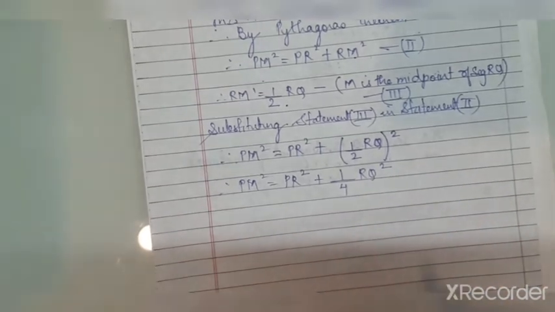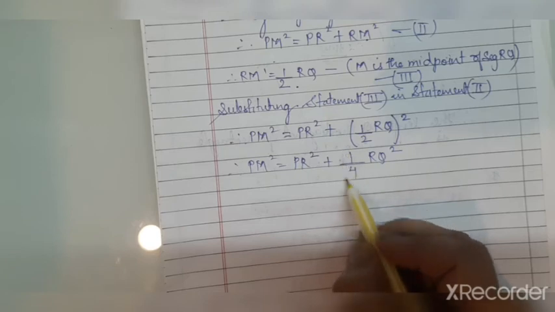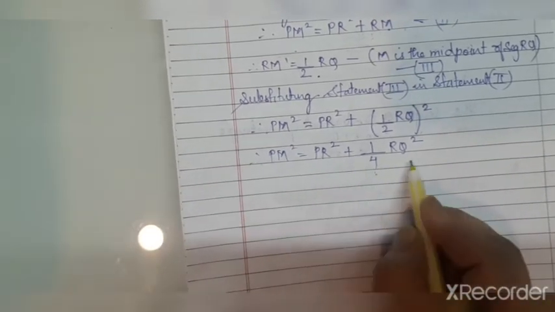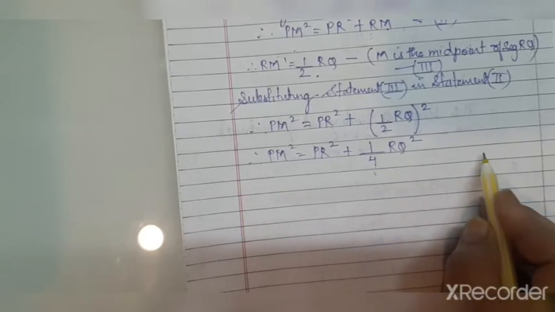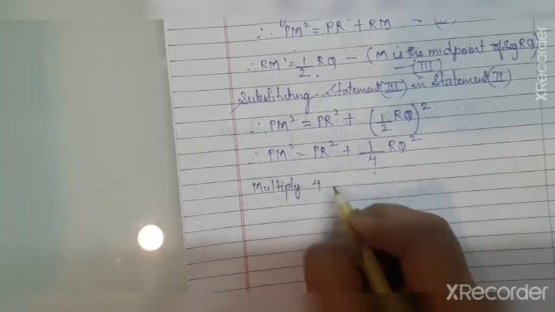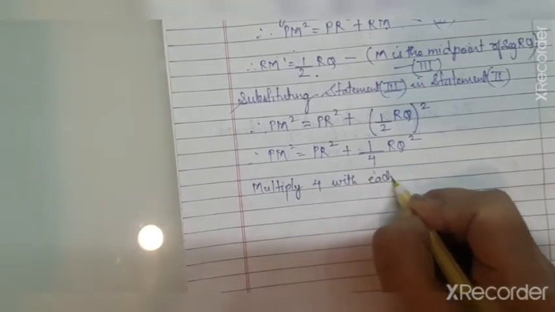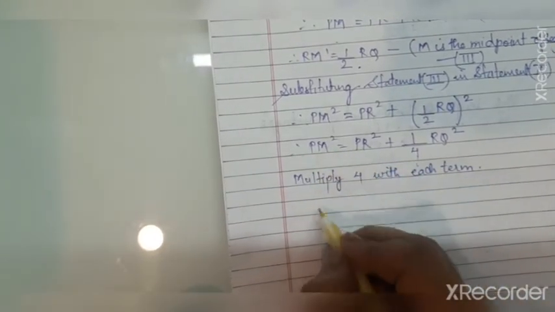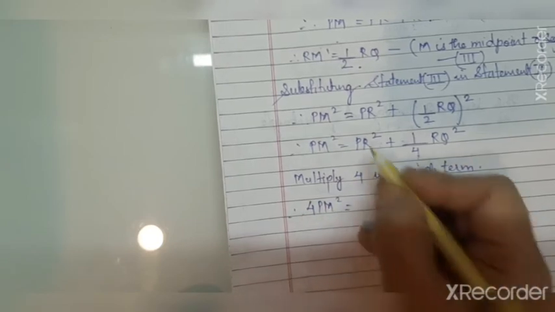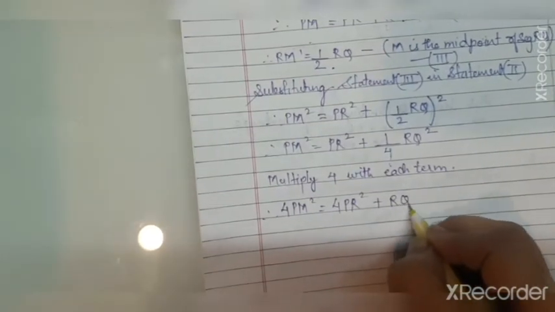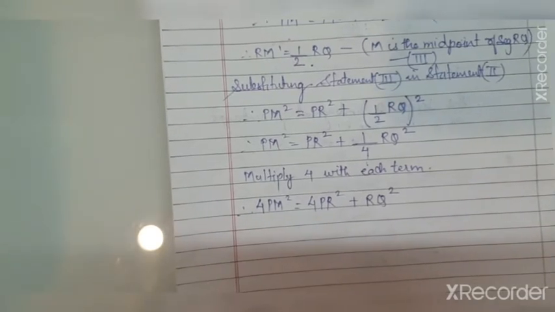is RQ square. Now we have a fraction here, numerator and denominator, but what is asked to prove doesn't have anything in the numerator. It has just the numbers. So what we do is we multiply with 4 on both sides, to each term. If you multiply 4 everywhere, here this becomes 4 PM square. We multiply 4 here, so it becomes 4 PR square. And when we multiply 4 to this, 4 and 1 upon 4 get cancelled, and therefore we just get RQ square. I hope this is clear.